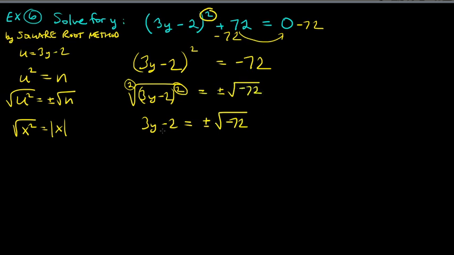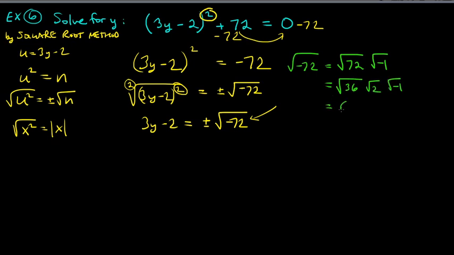Obviously we're still solving for y, so we're going to add the 2 and then divide by 3. But before we do that, we might want to simplify this square root of negative 72. Let me do that over here in my scrap work. It's a square root of a negative, so this will be another imaginary number. It'll be the square root of positive 72 times the square root of negative 1. And 72 is 36 times 2.